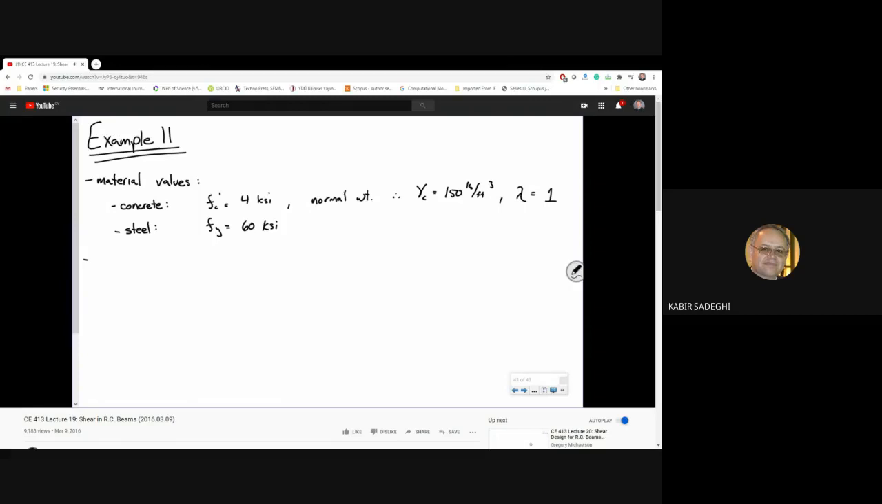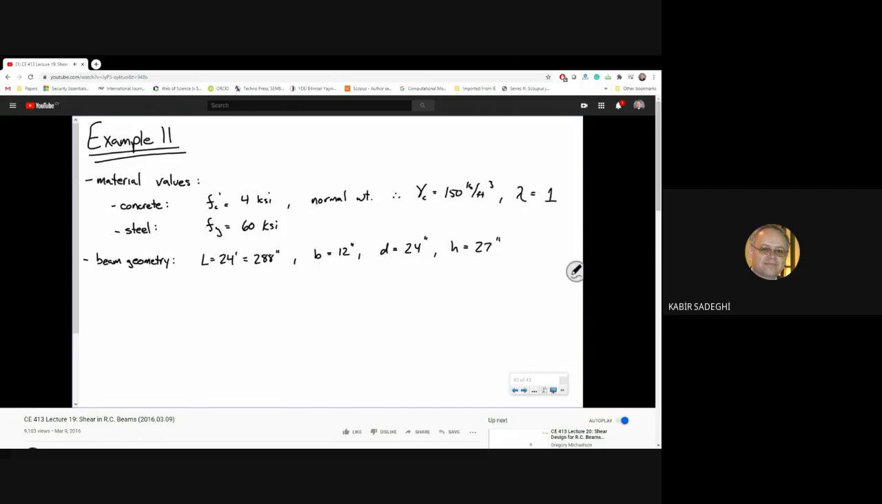Now let's look at some of the beam geometry. Make sure we've got all that written down. So this beam is 24 feet, or 288 inches, long. The width of the beam is, what is it, 12 inches? The depth is 24. The height is 27. Everybody see where I'm getting this?